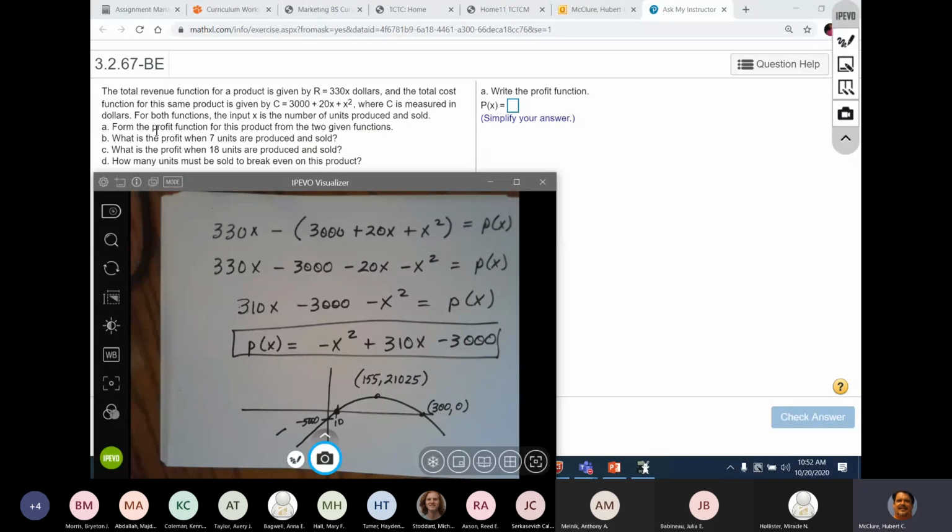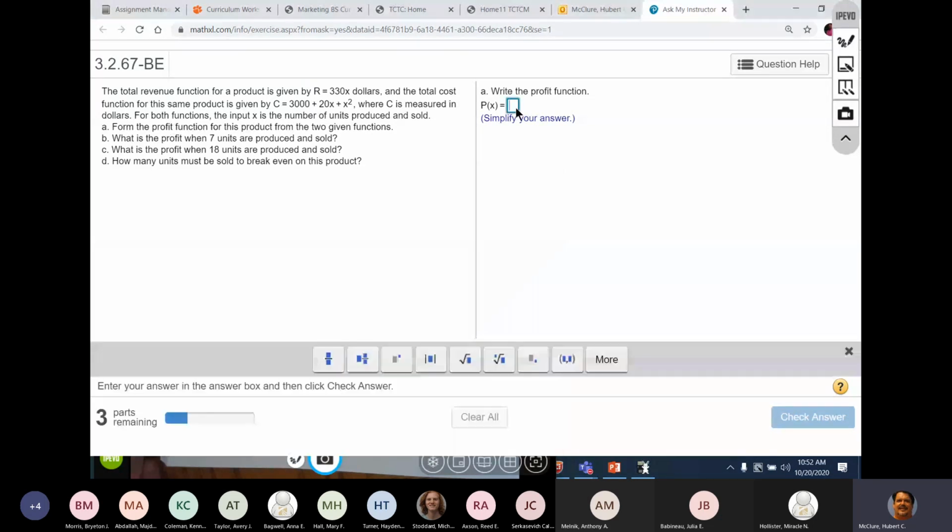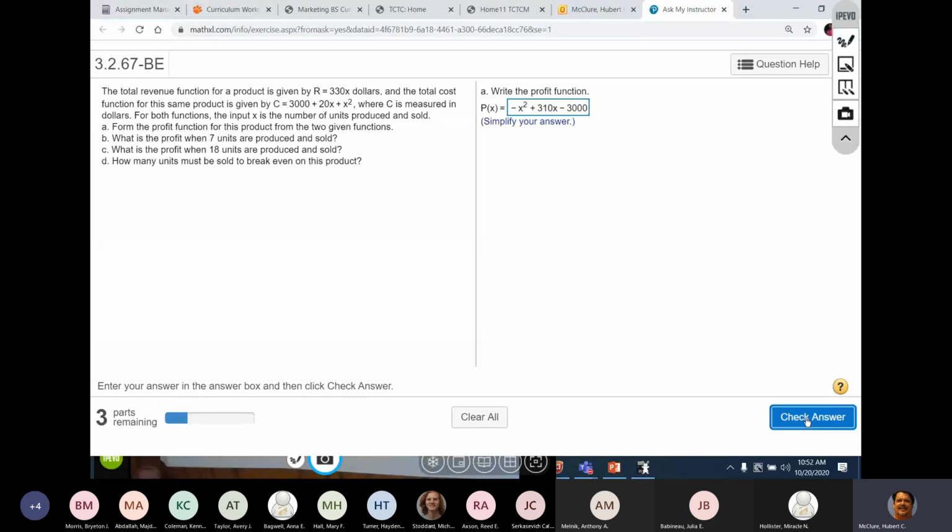From the profit function for this product, from the two given functions, okay, I don't understand what A says. Oh, they want the function. Okay, so that's going to be negative x squared plus 310x minus 3,000. And that should be your answer.